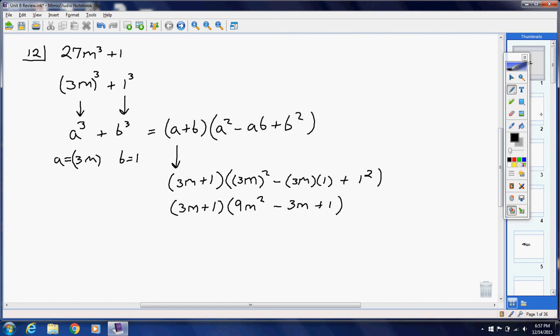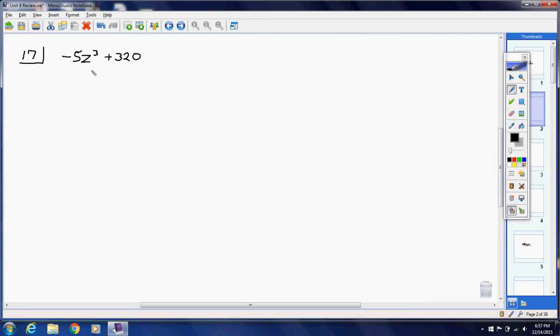Let's take a look at another one. Number 17 says negative 5z cubed plus 320. If I factor out a negative 5 out of this, that leaves me with z cubed minus, I'm going to plug this in real quick, 320 divided by a negative 5 is 64. That's what I was thinking. Okay, 64.